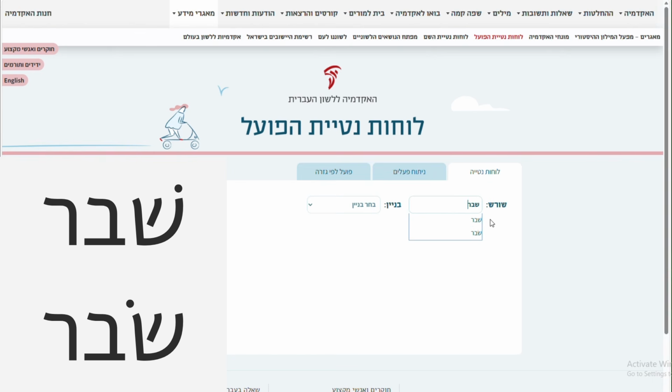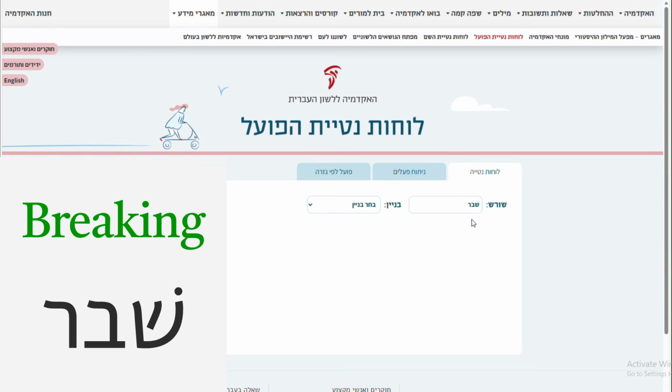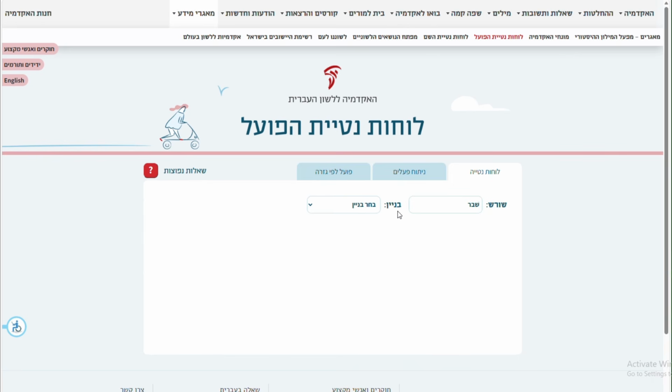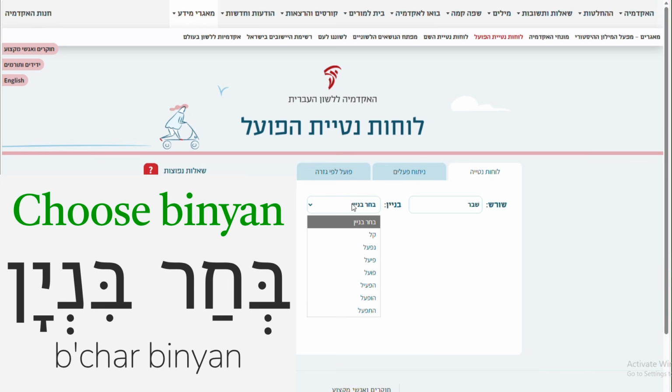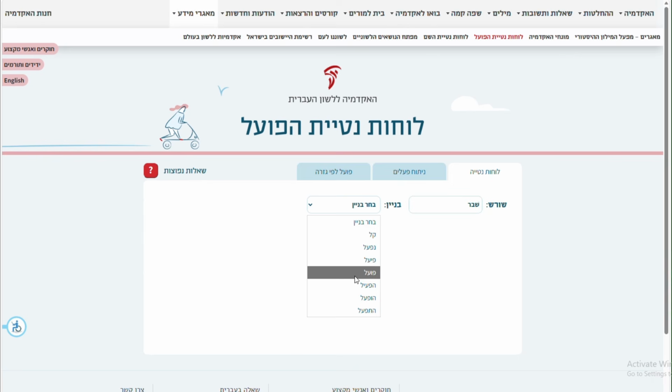Remember, those sin and shin are spelled with the same letter, they don't sound the same, and are not interchangeable. I'll pick the root with shin, with a dot on the top right, which has a meaning of breaking in the kal. Now that we've picked our root, the second box has opened up for us. By it, we have the word binyan, and inside, bachar binyan, choose binyan. We'll click this open to see that this root can be formed in all 7 binyanim: kal, nifal, piel, pual, hifil, hofal, and hitpael. I'll choose to see this verb's forms in the kal binyan.